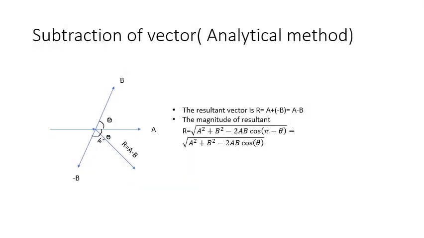Now we'll see subtraction of vector by analytical method. There are 2 vectors A and B at an angle theta. Look at the diagram, students. If we have to subtract vector B from vector A, what will we do?